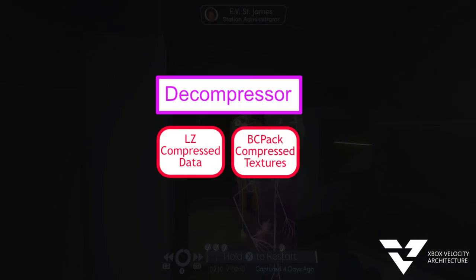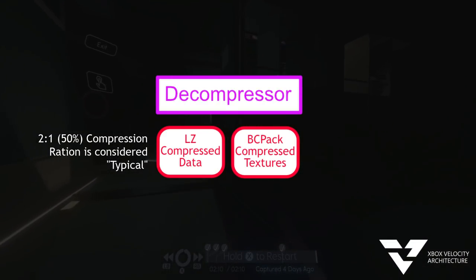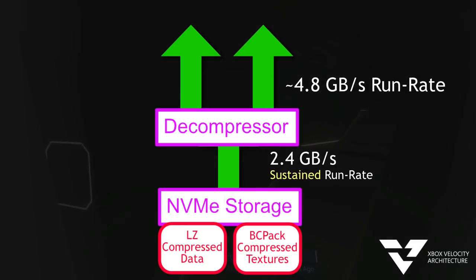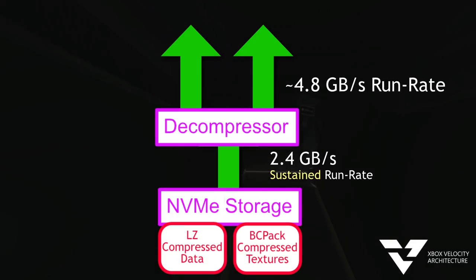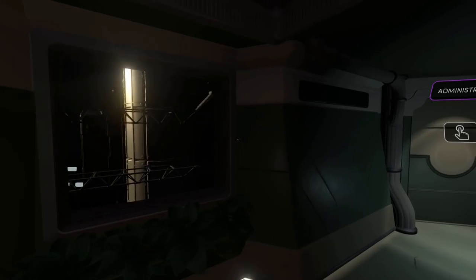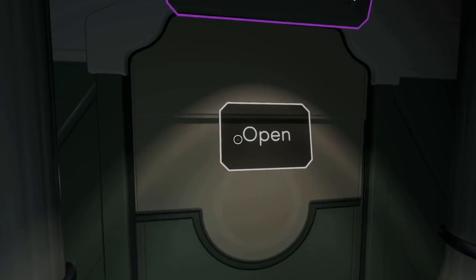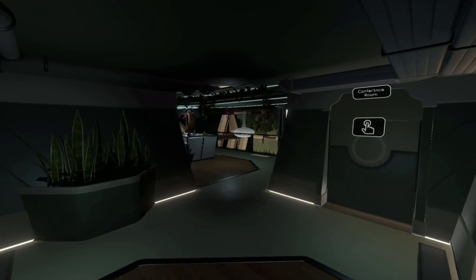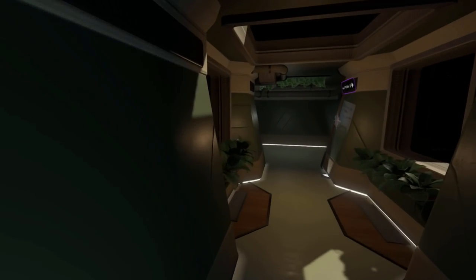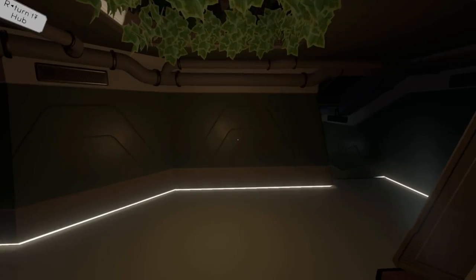Cumulatively, Microsoft considers a 2-to-1 compression ratio typical, allowing a steady-state 4.8 gigabytes per second read rate. They further suggest that to achieve the same decompression performance in software, a developer would have to allocate 4 Zen 2 CPU cores. Of course, since this dedicated decompression block offloads the task from the CPU, those system resources can be diverted to other vital time-dependent tasks.